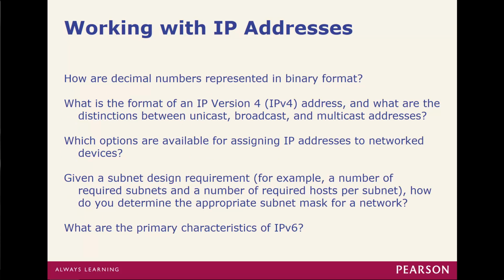So working with an IP address, first of all, we have to understand some things. How are decimal numbers represented in binary format? We have to understand how our IPv4 addresses are made up, the different types of addresses: unicast, multicast, broadcast. What are some of the available options? And what are some characteristics for new addressing like IPv6?